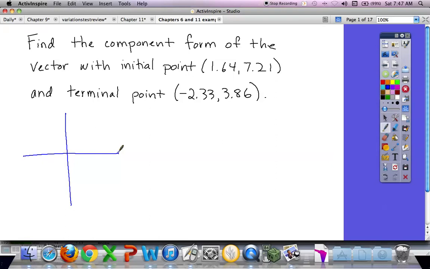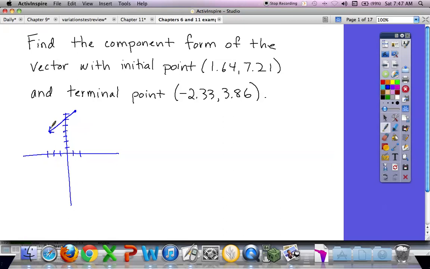These 2 points, 1.64, 7.21 would be a point about here, and the terminal point, negative 2.33, 3.86 would be about here. So that means that we're describing something that has a magnitude, meaning a length, that goes from here to here and has this direction. That's a vector.